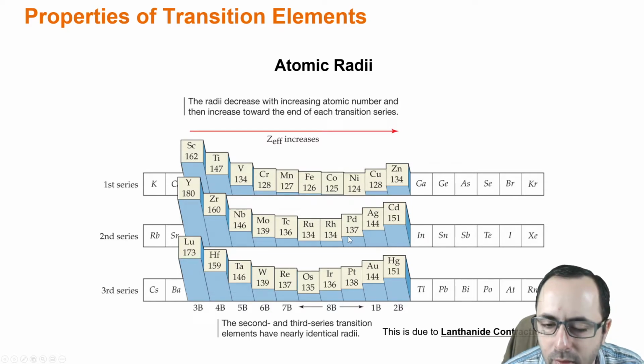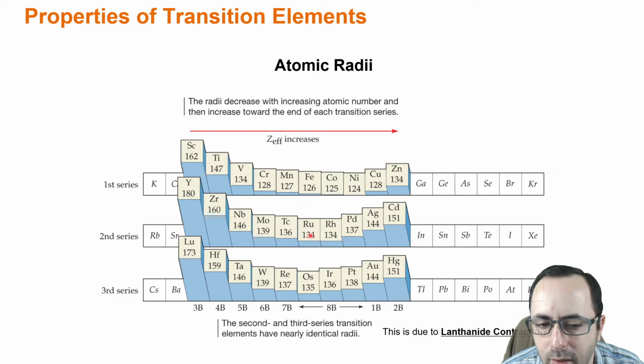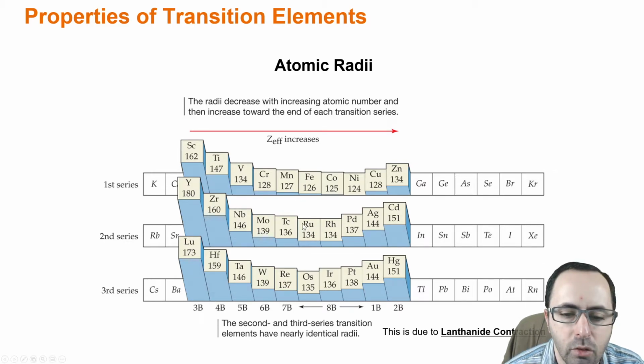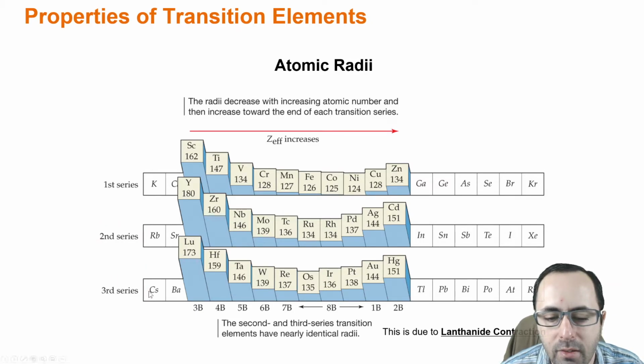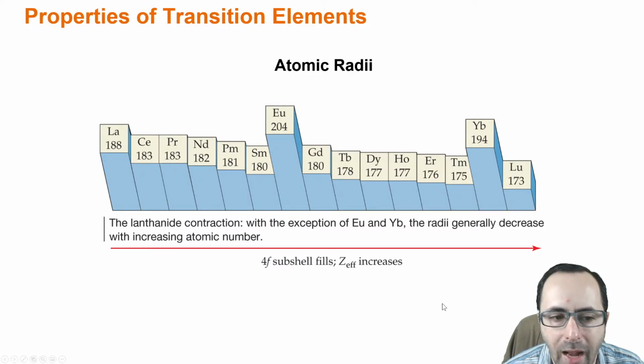But what's really even more interesting than that is the fact that you get a pretty significant bump increase in radius as you go from the first series to the second series here of transition metals. However, you get almost no bump. Notice a lot of these have exactly the same or very close to the same atomic radius as you go from the second series to the third series. This is due to what's known as the lanthanide contraction. And I'll explain to you what the lanthanide contraction is. The lanthanide contraction is this.